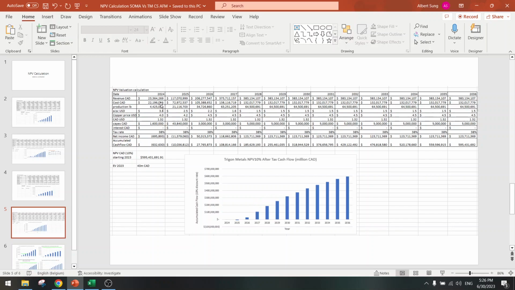So what is the production? It will be 4 million pounds next year. Then they will go underground, all financed. So go to 20 million pounds. That's 5x in production from 4 to 20.